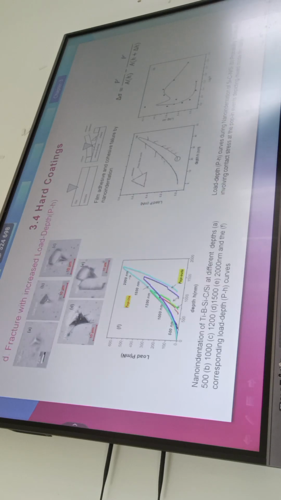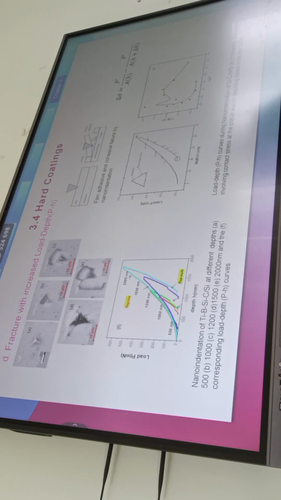Here we studied the fracture at different loads. The fracture image has been studied for a depth of 500 nanometers, then 1000 nanometers, up to 2000 nanometers. And here we got the nano indentation graph at different depths, corresponding to the load-depth curve.